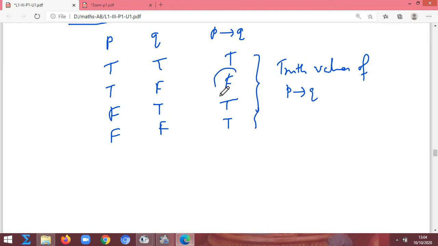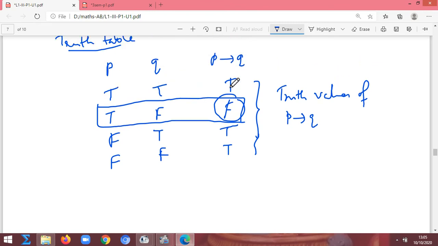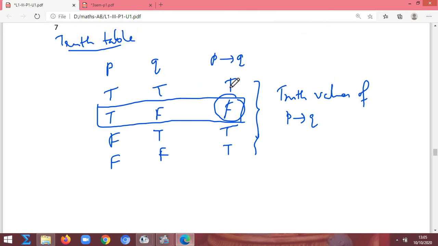So, it is false only when P is true and Q is false. P implies Q is false only when P is true and Q is false. So, in all other cases it is true. So, you have to remember the truth table, all the truth tables.